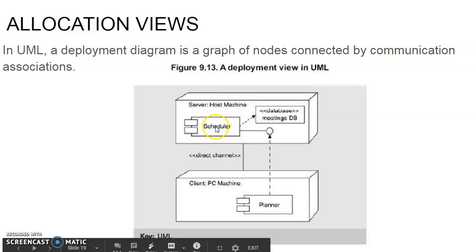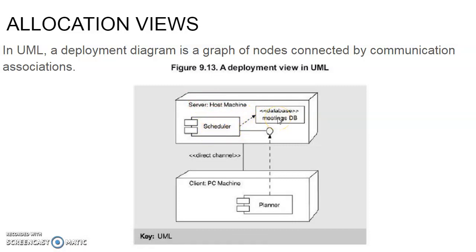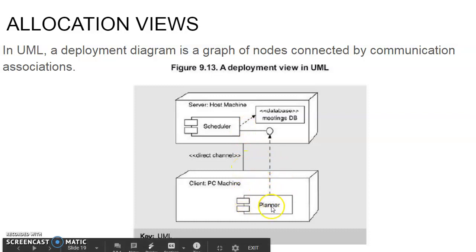For example, we have a scheduler, a database, then the server and a client. For these we have a formal direct channel, and we represent them in a deployment diagram. So this will be represented as a deployment diagram here.